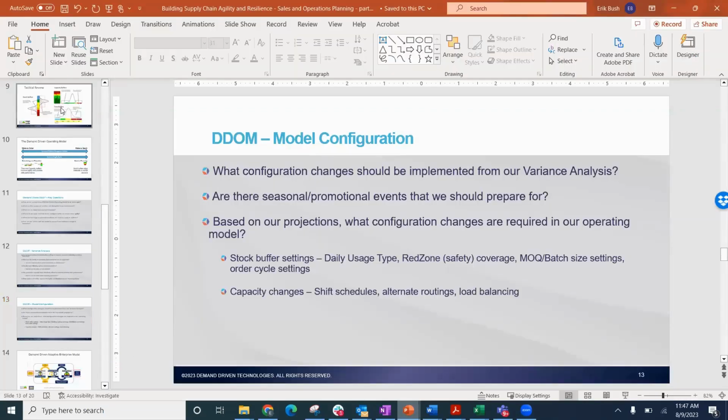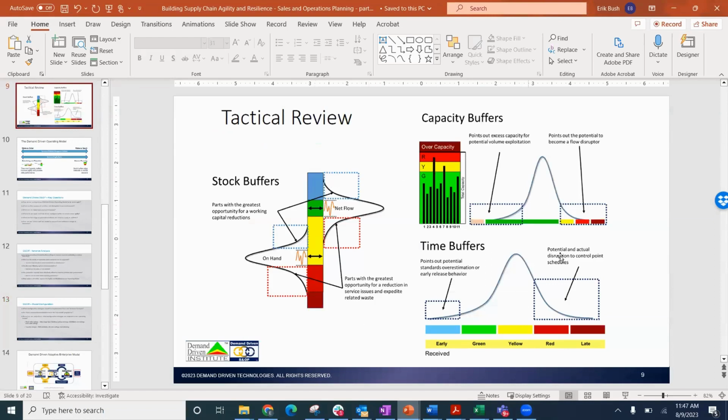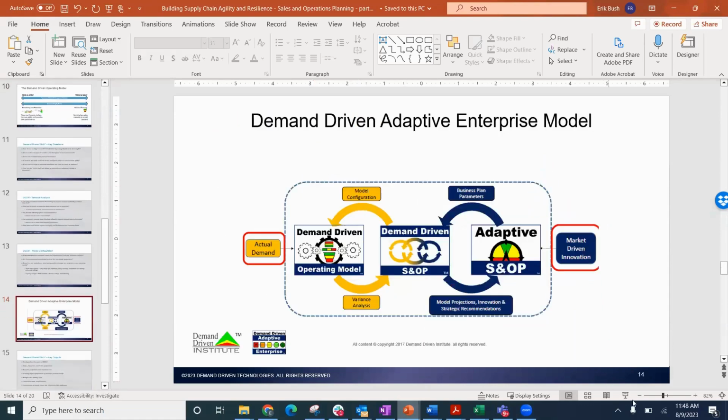Again, the idea here is we want to look at how can we, from a tactical review standpoint, learn from the lessons of the past, take note of those, build in the changes from a variance analysis to how we're going to configure our model, and utilize that model configuration process to get to a better place. Get to where the operating model itself is more agile and nimble.